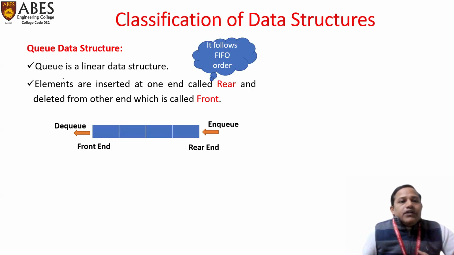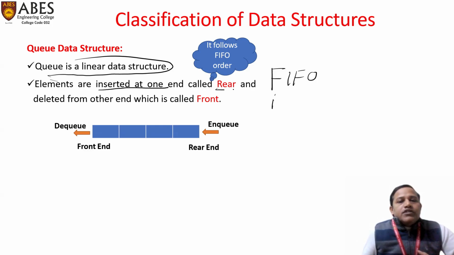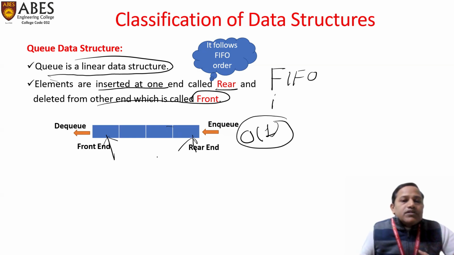Another example of linear data structure is the queue data structure, where first in first out is followed. Elements are inserted at one end, that is called rear, and deleted from the other end, that is called front. Means the insertion and deletion ends are fixed. That's why the time complexity is always constant for insertion and deletion in case of queue.